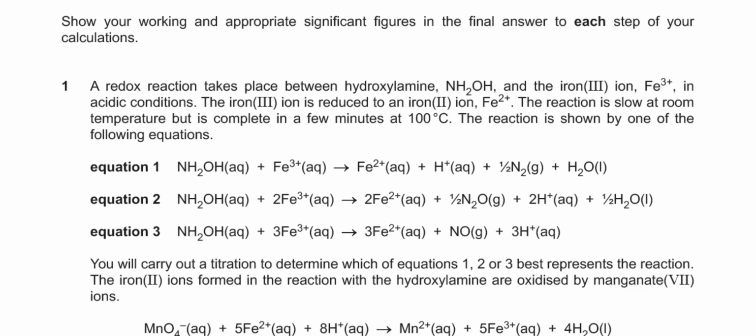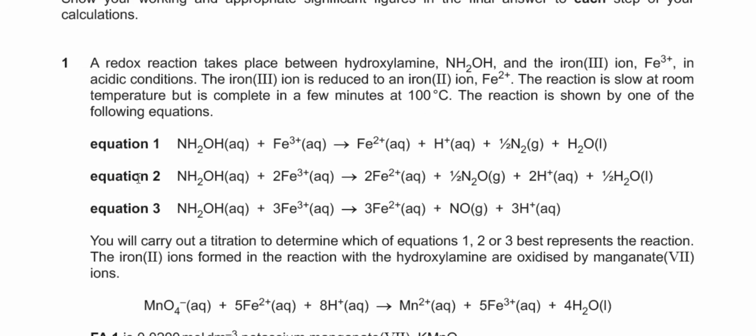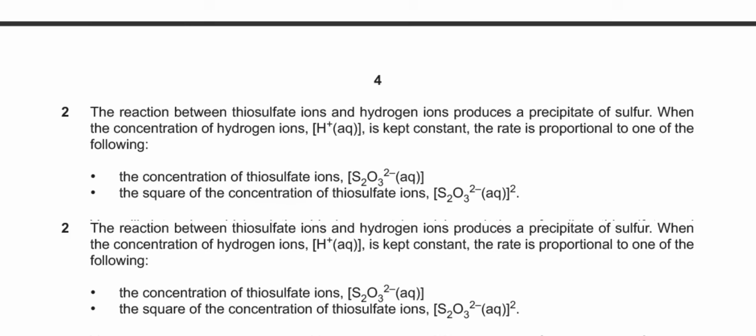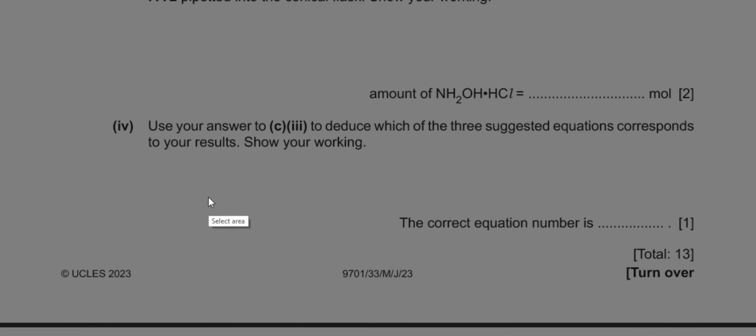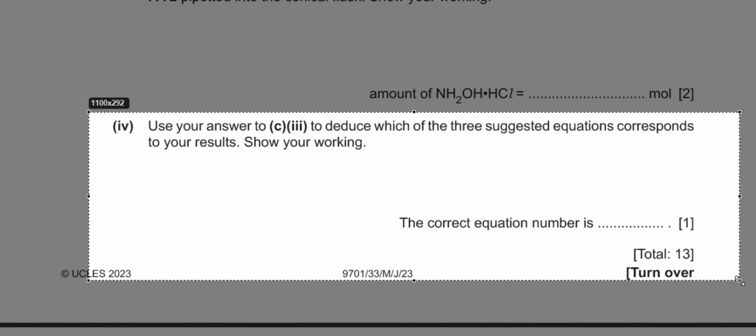Go to the initial part of the question here. This is equation 1, 2 and 3, where the ratio is 1:2. So this is equation 2, in which we have the hydroxylamine, that is 1, and the iron 3, which are 2. Okay, so keep this, and then here you can write your answer. Here the answer we can say is equation 2.